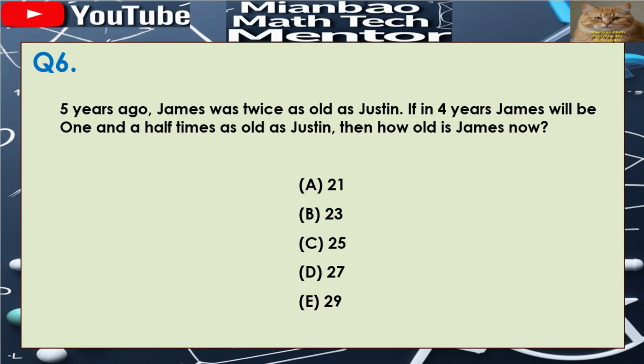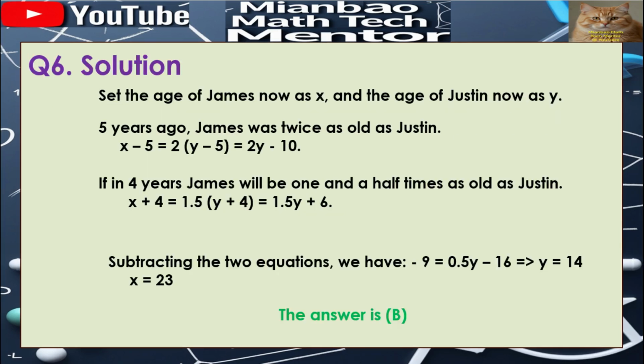Question 6. Which of the following answers is correct? A, B, C, D, or E? Set the age of James now as X, and the age of Justin now as Y. 5 years ago, James was twice as old as Justin. X minus 5 equals 2 times (Y minus 5), equal to 2Y minus 10.